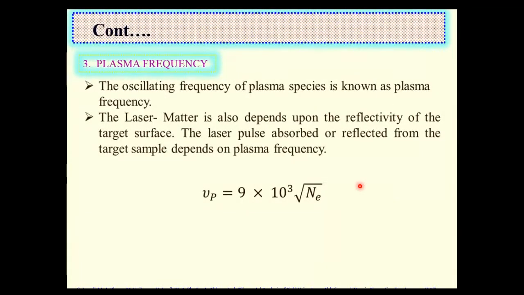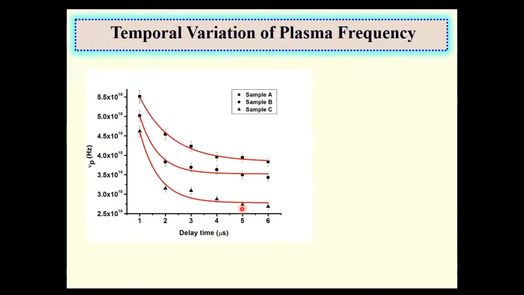Next is the plasma frequency. The oscillating frequency of plasma species is known as the plasma frequency. The laser ablation also depends upon the reflectivity of the target surface. The laser pulse absorption or reflection from the target sample depends on the plasma frequency. This is our formula for calculating plasma frequency: omega p is equal to 9 into 10 power 3 times the square root of ne. This shows plasma frequency depends on the electron number density. So as our electron number density decreases, the plasma frequency also decreases. This is the decreasing trend, the graph of plasma frequency versus delay time of the talcum powder samples.